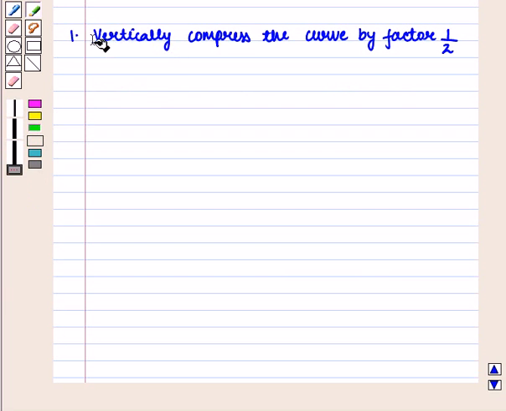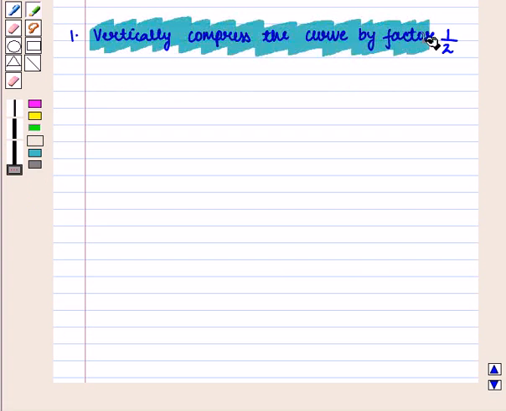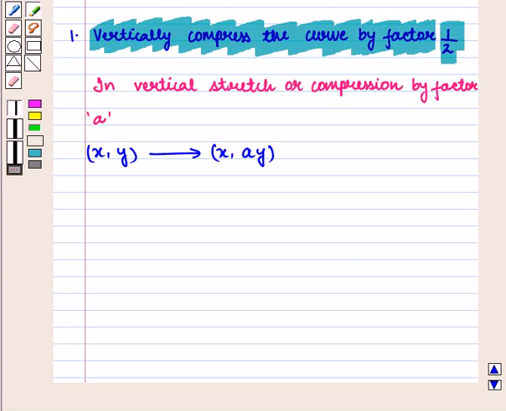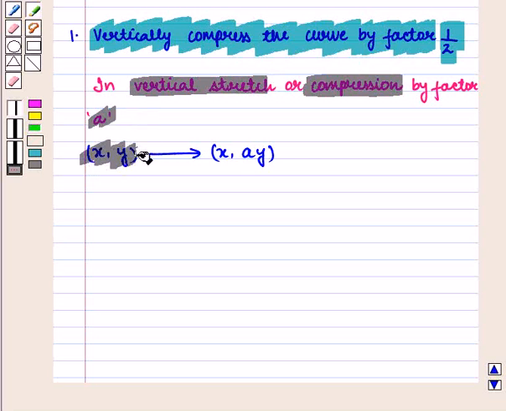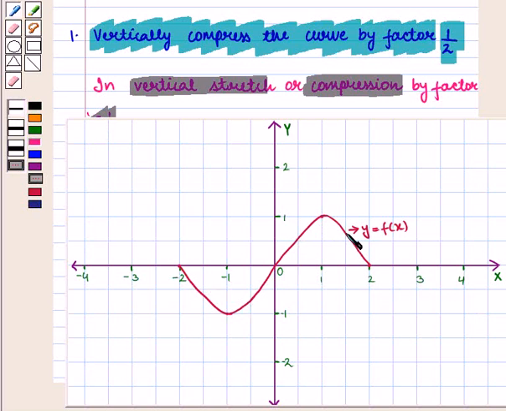So first, we will vertically compress the curve by factor 1/2. We know that in vertical stretch or compression by factor A, the point with coordinates (x, y) is transformed to the point with coordinates (x, ay). That is, we multiply the y coordinate by factor A. Here we see that this curve passes through the points (-2, 0), (-1, -1), (0, 0), (1, 1) and (2, 0).